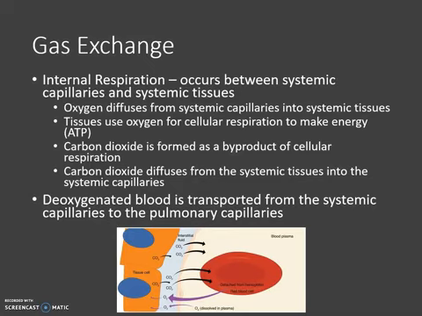So at most of the body tissues, you have oxygen diffusing from the blood into the cells, and then the cells use that oxygen to make ATP, and then carbon dioxide diffuses from the cells and the tissues back into the blood. That deoxygenated blood is then transported from the systemic capillaries through venules and veins back to the heart, where it's then sent through the pulmonary trunk and pulmonary arteries to the lungs to drop that carbon dioxide off and pick up more oxygen, and that's how the cycle restarts.